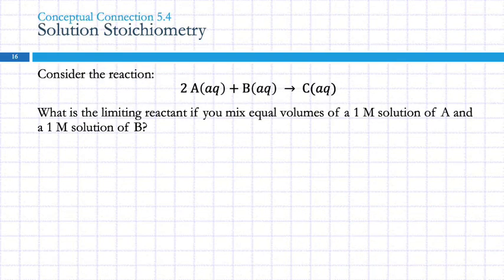Here's another one. This one is labeled conceptual, so we shouldn't have to do calculations. Consider this reaction 2A plus B makes C. What is the limiting reactant if you mix equal volumes of a 1 molar solution of A and a 1 molar solution of B? The limiting reactant.